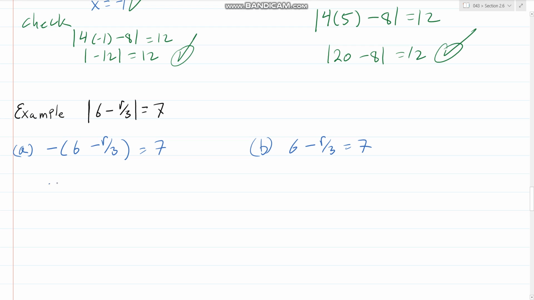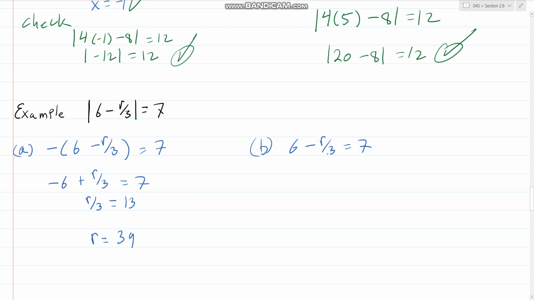So you get negative 6 plus r over 3 equals 7. And then I can add 6 to both sides. So I get r over 3, and that is going to be 13. And now I have r over 3 equals 13. So I can just multiply by 3 on both sides. It's 39. So I believe one of the answers might be r equals 39. I'll have to come back and check.